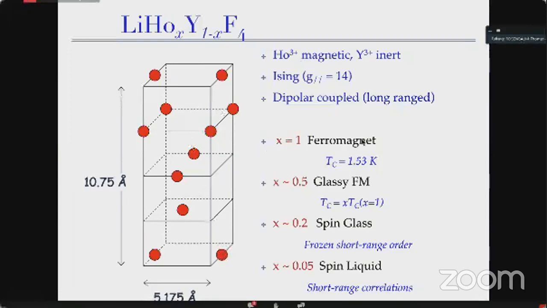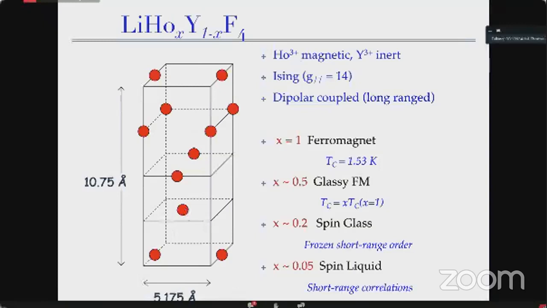So if you have a pure system, that is, all the sites are occupied by lithium holmium tetrafluoride, it's not obvious from the beginning what the ground state should be, because the dipolar interaction admits both ferromagnetic and antiferromagnetic interaction. Of course, two dipoles like this on top of each other order ferromagnetically, two dipoles like this order antiferromagnetically. But it was shown many years ago by Luttinger and Tisza that basically the first nearest neighbor, which is here, dominates the ground state.